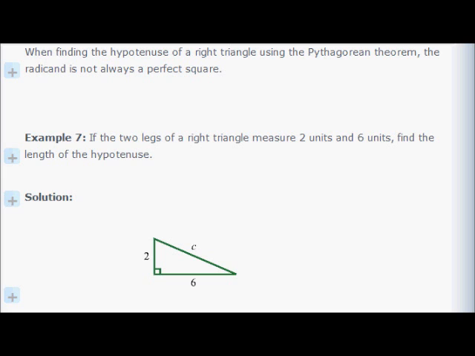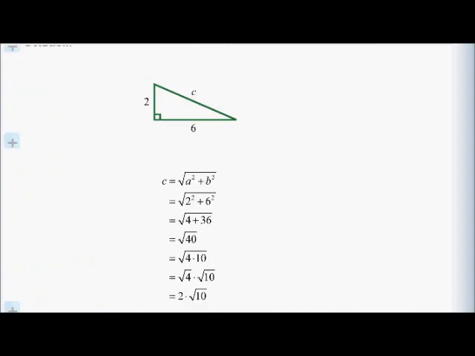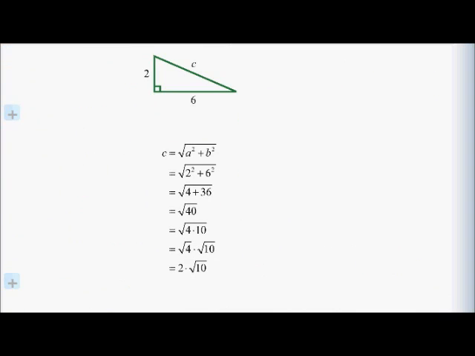So when finding the hypotenuse of a right triangle using the Pythagorean theorem, the radicand is not always a perfect square. In this case, it was, but let's look at a case where it isn't. Let's say instead of the lengths of those legs being 3 and 4, let's say they're 2 and 6. So then C equals the square root of the sum of A squared plus B squared, which is the square root of 2 squared plus 6 squared, which is 4 plus 36, which is 40. So we're looking for the root of 40.